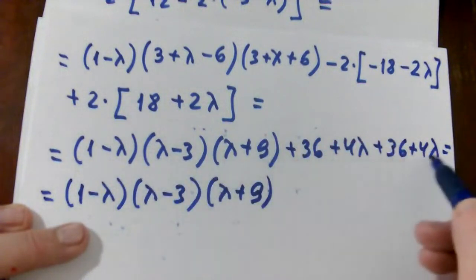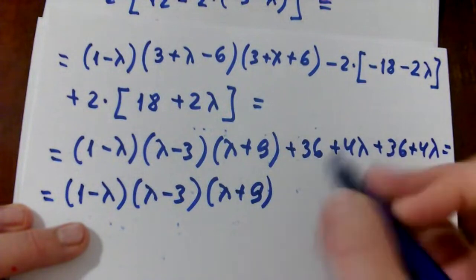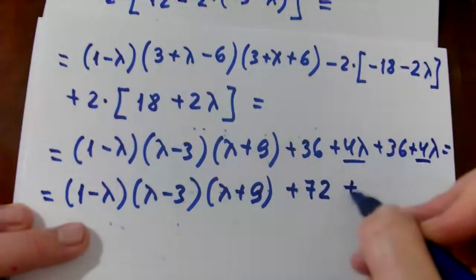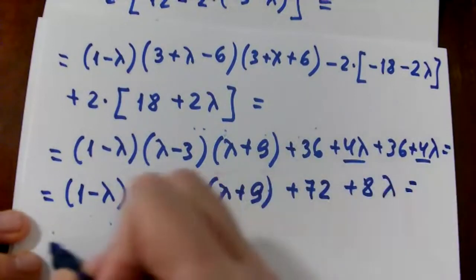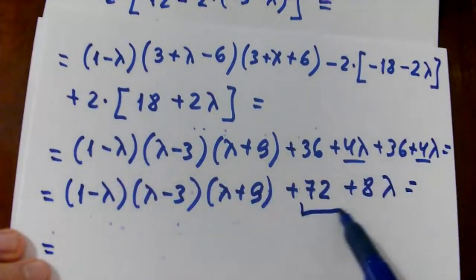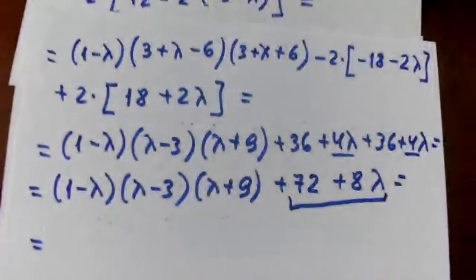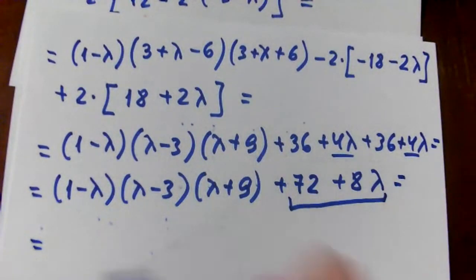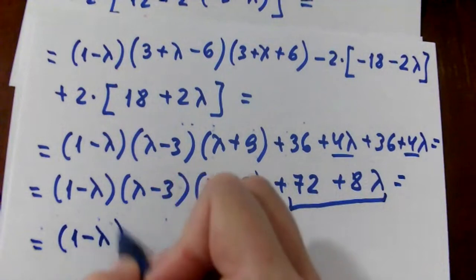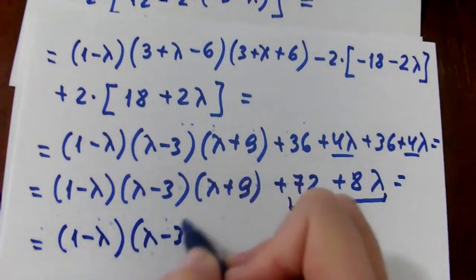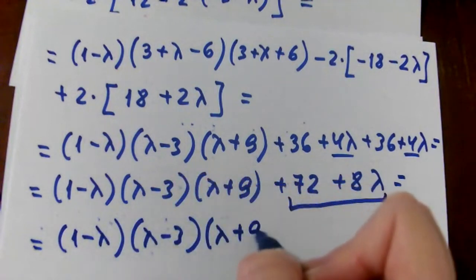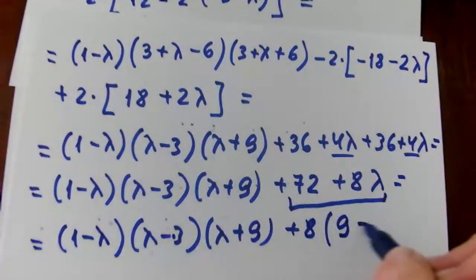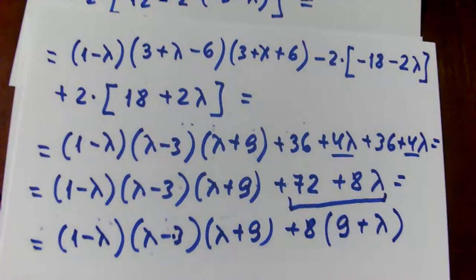Okay, so let's simplify this part. So 36 plus 36 will be 72, and this plus this will be 8 lambda. But you know what? We can immediately notice that if we pull out 8, the common factor from here, we'll get something beautiful. Okay, I'm rewriting the first term again for the 5th time already, but I don't mind. Plus 8 times (9 plus lambda).